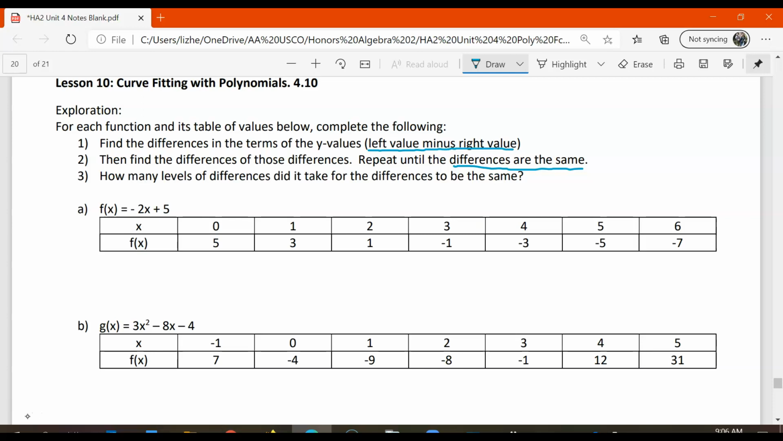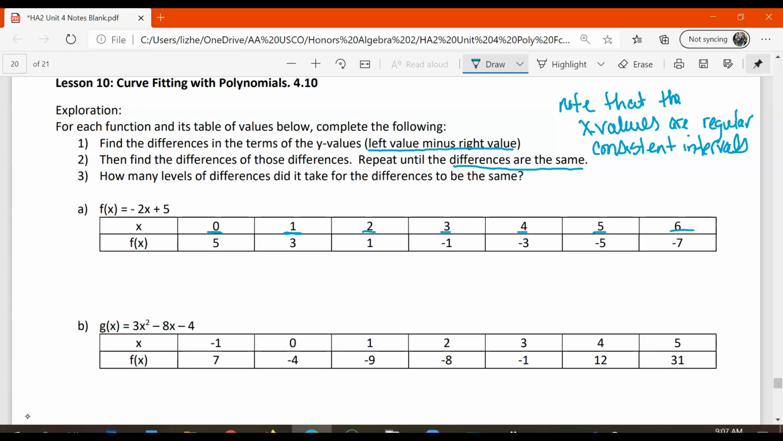But first, let's make sure we note that the x values for each of these functions listed are increasing, or it doesn't matter if they're increasing or decreasing, but they are at regular, consistent intervals. So let's look at that first. What I mean by intervals is that, looking at A, 0 is the first x value, then we add 1 and we get 1, add 1, 2, add 1, 3, add 1, 4, add 1, 5, add 1, 6. So each time we went by 1.